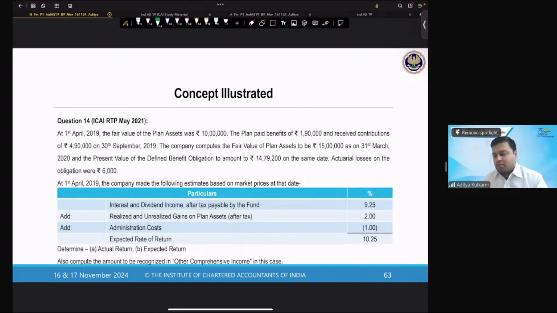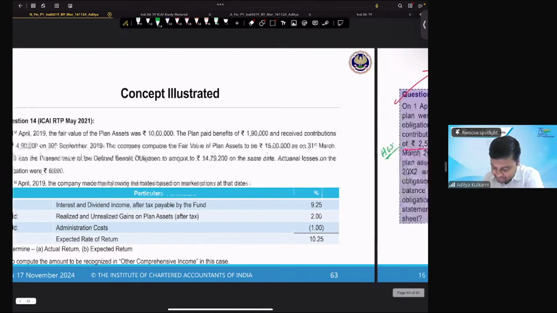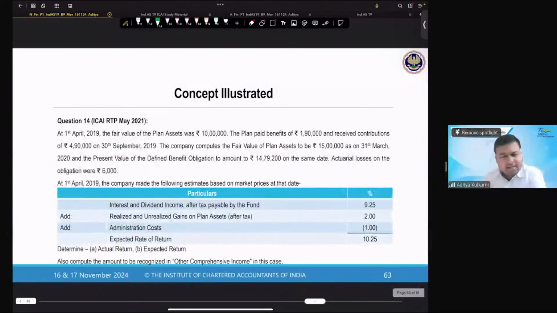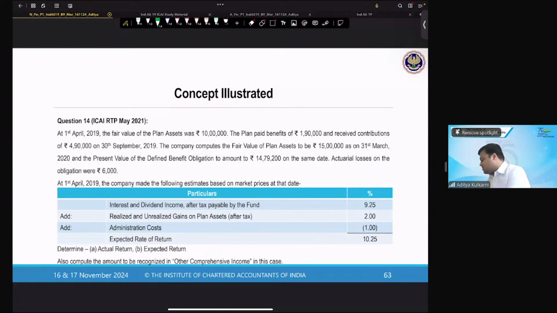Okay. This is a one-off question. It has come in your RTP once. I am not sure if it is put in the study material. But this is the manner in which sometimes the institute calculates the discount rate.